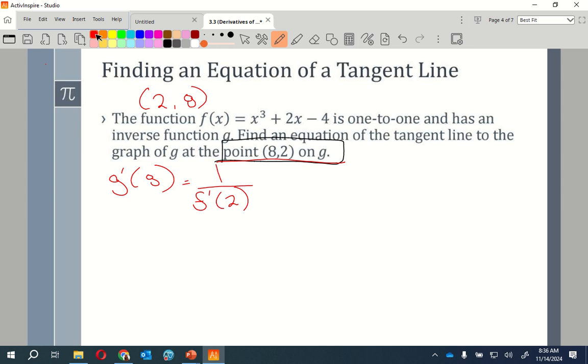Now that I stated everything, I'm going to go through and start my process. I know what my x and y is, so I don't have to try and solve for what my x is on this problem. I'm just going to go straight into it. So we know what f is. If f of x is x cubed plus 2x minus 4, f prime of x is going to give me 3x squared plus 2.